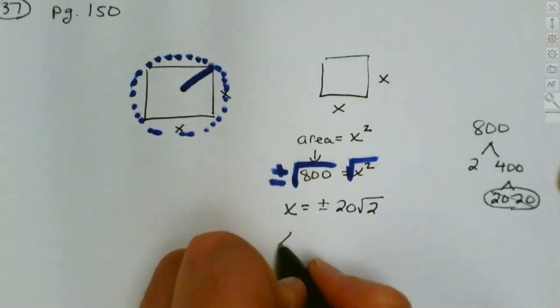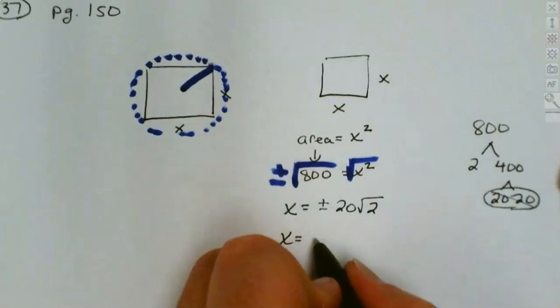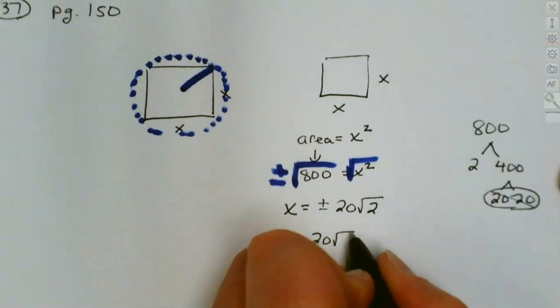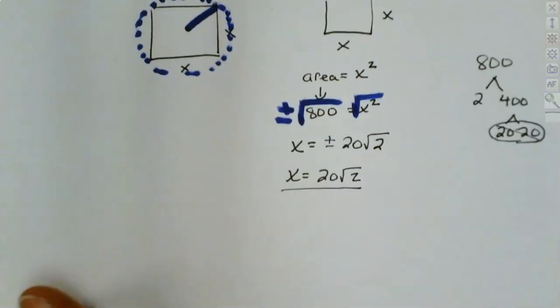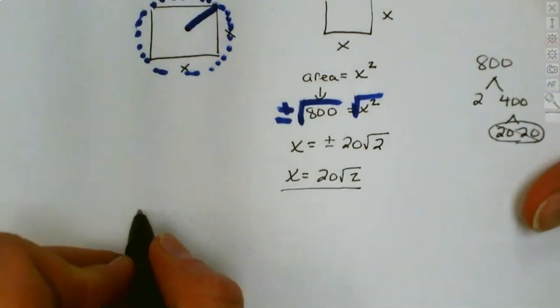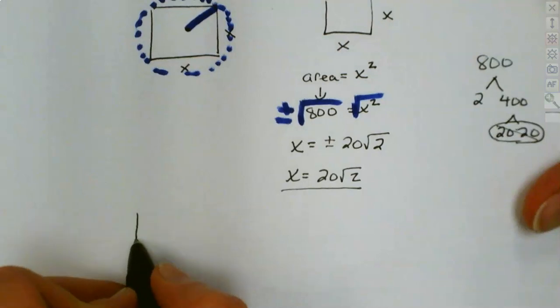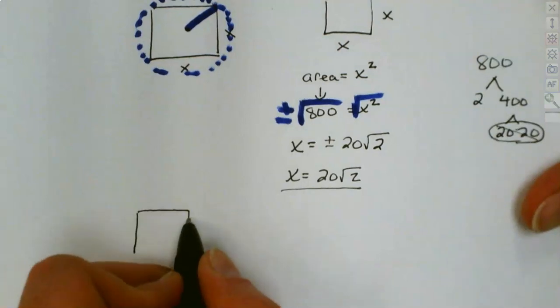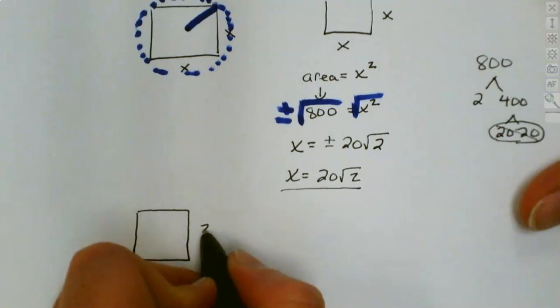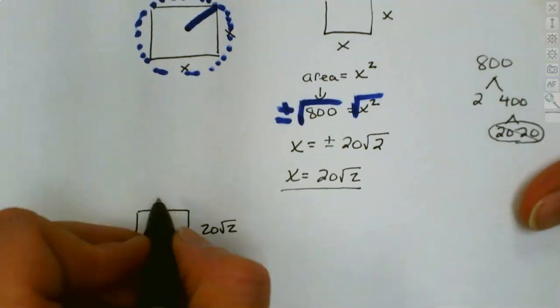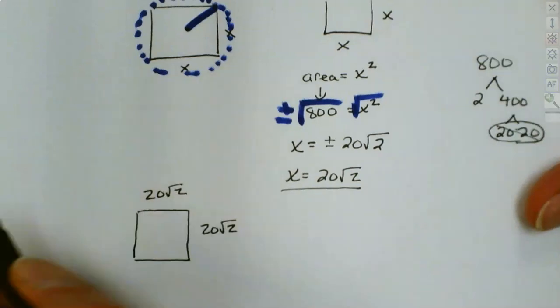We don't need the plus or minus. What we've got now is x equals 20 square root of 2. We don't need the plus or minus because, again, this is a figure, and it can't have a negative answer. So now we're going to rewrite this again. And now we know it is 20 square root of 2 by 20 square root of 2.